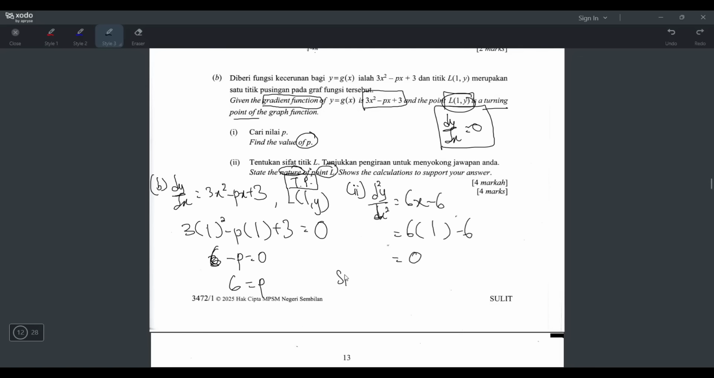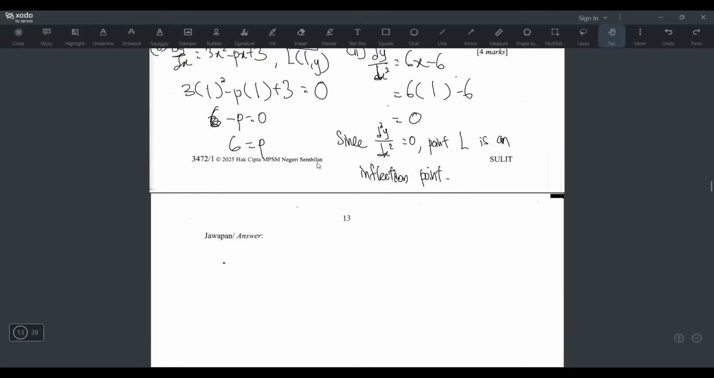So we can write: since the second derivative d2y over dx2 equals 0, therefore point L, I don't know the full point L, right? So let's not write the coordinate, just write point L is an inflection point. In Bahasa Melayu it is called titik lengkok balas. They say show the calculation to support your answer. This is the calculation. Done already. Alright, that's all.